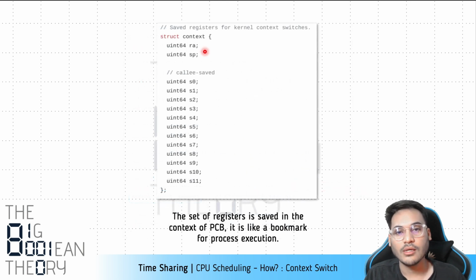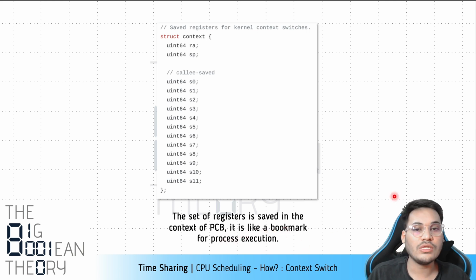If you see saved registers for kernel context switches, the context is a structure which basically contains a bunch of registers. For example, there is this stack pointer and there are many temporary registers. So basically the context is a set of registers. The set of registers is saved in the context of the process control block. It is like a bookmark for process execution.